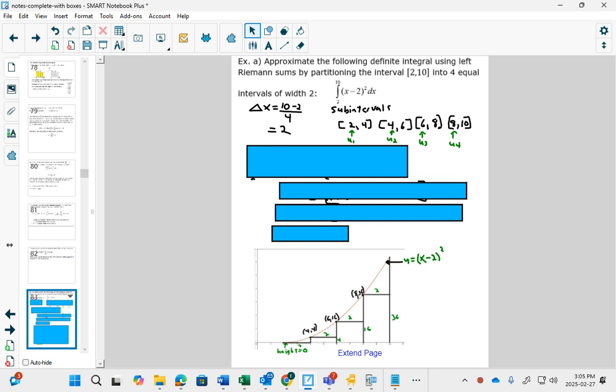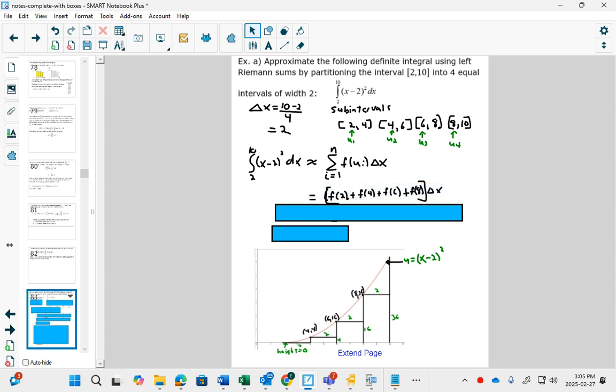And each of those rectangles, you just need to do base times height. The base in all of them is 2. That's your change in x. You figure out all of your values when you plug them in. Then we get our underestimate to be 112.